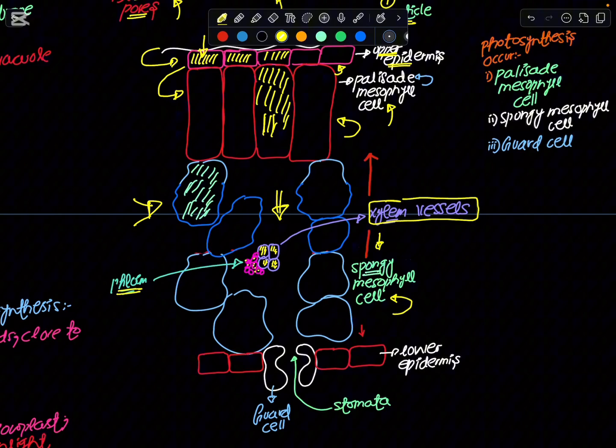By conducting, we mean that they would be transporting the water and ions. That is done by the xylem vessels. And as far as the phloem is concerned, it will be transporting the sucrose and the amino acids up and down the plant. But the xylem vessels would only be conducting the water and the ions from the roots to the stem and ultimately to the leaves of the plant.